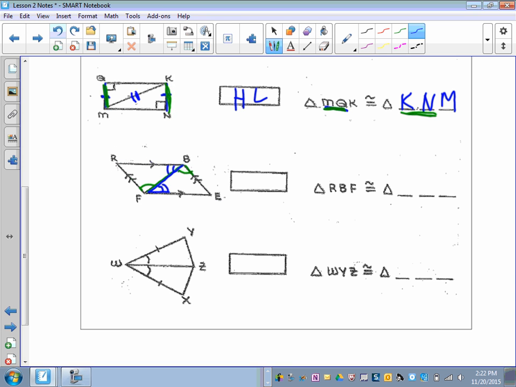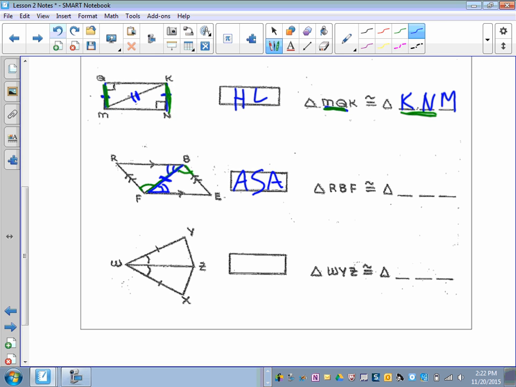We need one more thing. What do we need? The middle side here, yeah. They share this. They're equal. We do not have side, side, side. We don't know anything about their sides. We only know this middle side. Angle, side, angle.